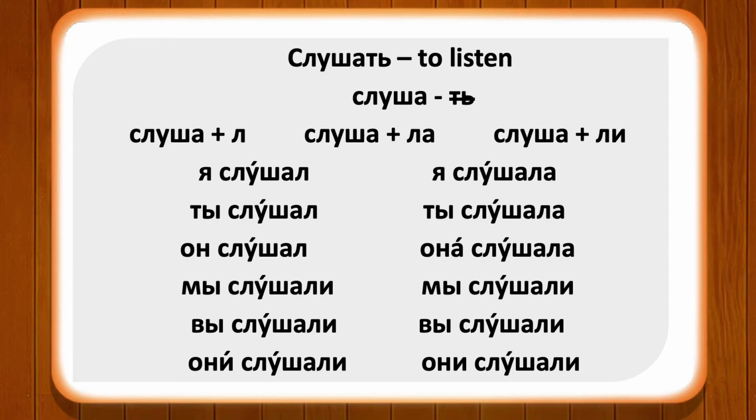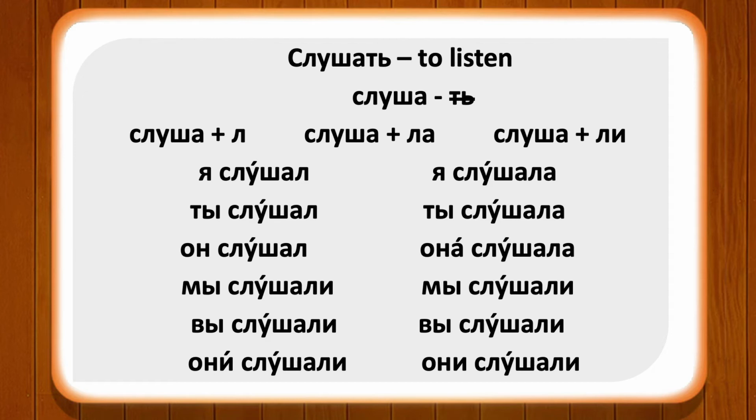Let us take one more verb, slushach. Slushach means to listen. The stem of the verb is formed by dropping the last two letters, the ch and soft sign. The remaining part is called the stem, to which you add the endings l, la, lo, li. So let us make the past tense form of the verb slushach. Ya slushal.